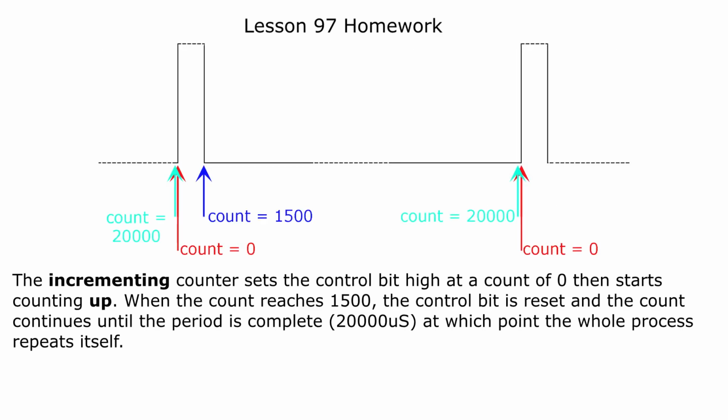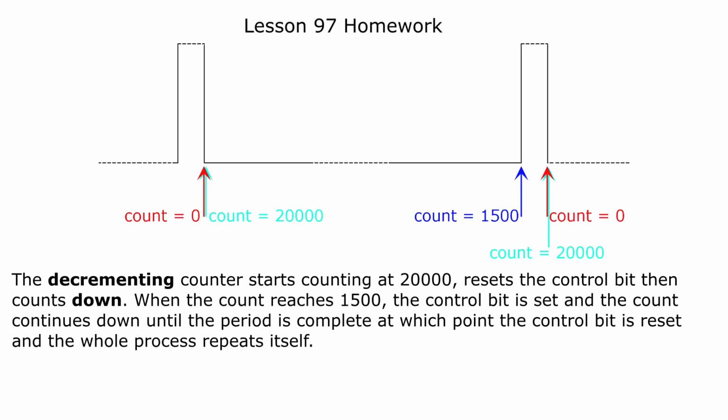The incrementing counter sets the control bit high at a count of 0, then starts counting up. When the count reaches 1,500, the control bit is reset and the count continues until the period is complete at 20,000 microseconds, at which point the whole process repeats itself. The decrementing counter starts counting at 20,000, resets the control bit, then counts down. When the count reaches 1,500, the control bit is set and the count continues down until the period is complete, at which point the control bit is reset and the whole process repeats itself. We'll compare both approaches. Here's the code.